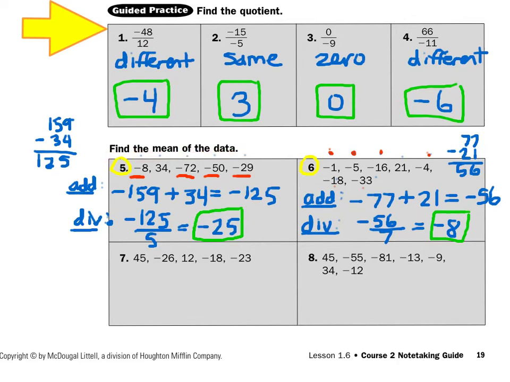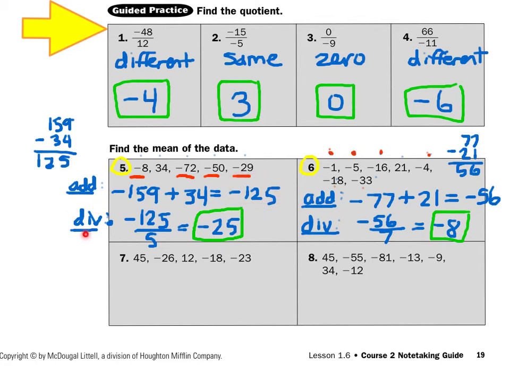Now, let's practice finding the mean of the data. Remember, to find the mean, we first have to add, and then we're going to divide. So let's add the numbers. Now, I always like to put the negatives together first. So I put all the negatives together, and I got negative 159. And then I just said plus positive 34. Well, remember, there's a battle, and the negatives are going to win. So I put the 159 on top, the 34 down below, and I subtracted. So my answer is negative 125.